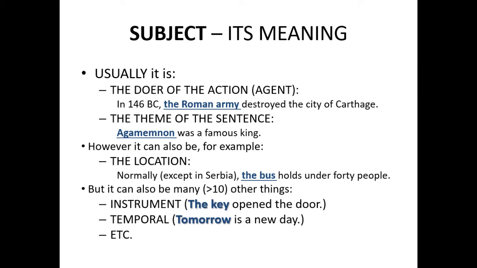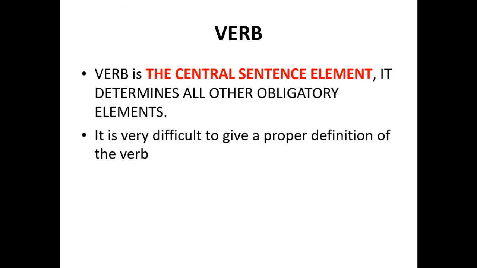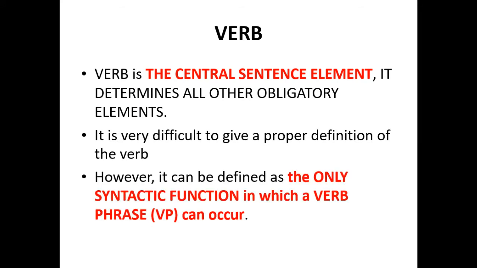Most other sentence elements have very few meanings, and you can always determine their function in relationship to the subject. So every sentence in English has a subject, and the next sentence element, if you forget about optional adverbials, is always the verb. The verb is the central element. It determines everything else. It's like the one ring. Because of that, it's very difficult to define, but you can simply say verb is the syntactic element in which a verb phrase occurs. So every verb phrase is actually the verb as a sentence element.